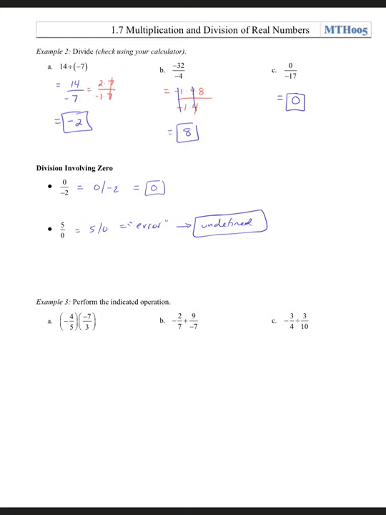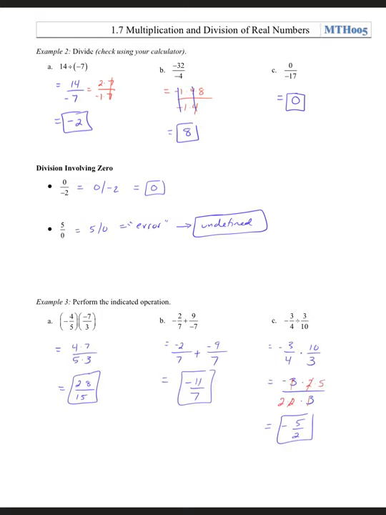What I want you to do is pause the video and work through the next 3 problems here. This is stuff we've done before. The only difference now is we're involving more negatives. So go ahead and work through these and see how you do with them.